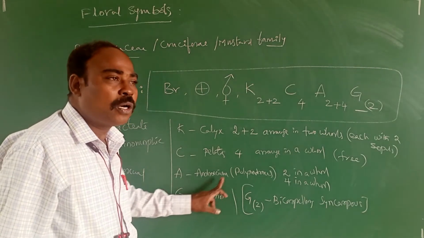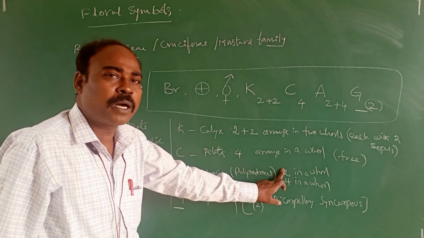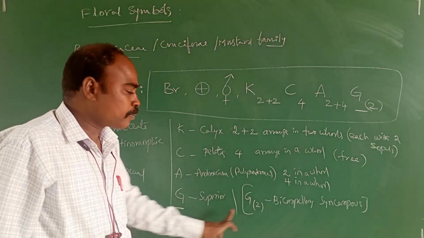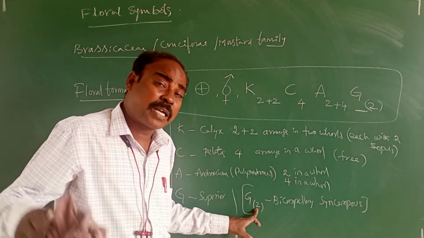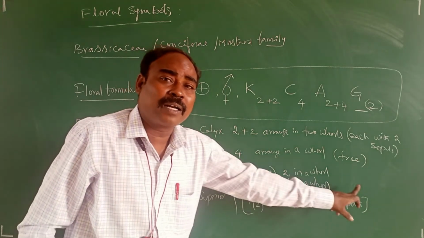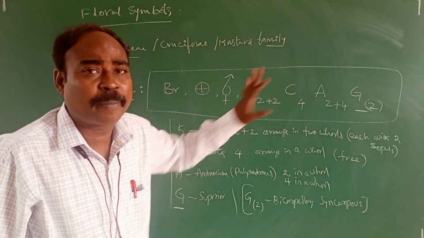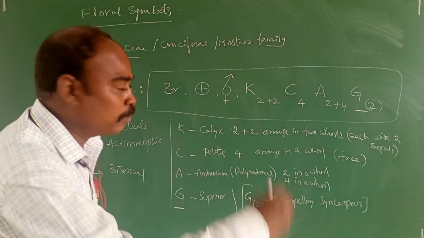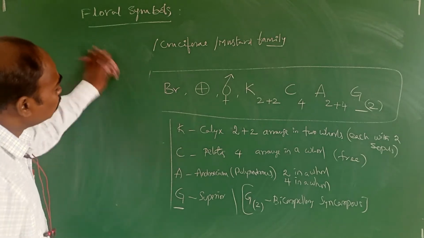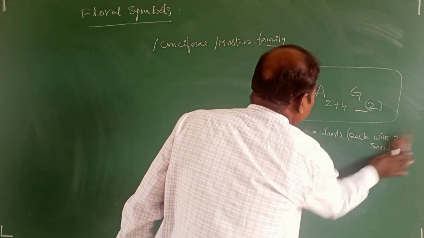Androecium, stamens are free, polyandrous condition, totally 6 are there, 2 stamens in outer whorl, 4 in inner whorl. Gynoecium with superior ovary having 2 carpels, also fused, so G2 within brackets, bicarpellary syncarpous gynoecium. These are all the information prescribed in the floral formula of a family. Then floral diagram. Some of the information not seen in the formula is explained in the diagram.